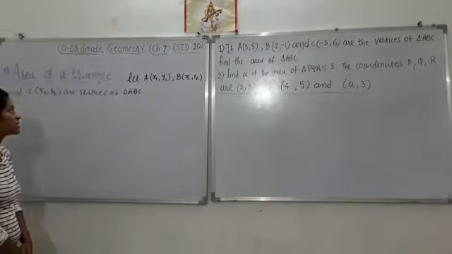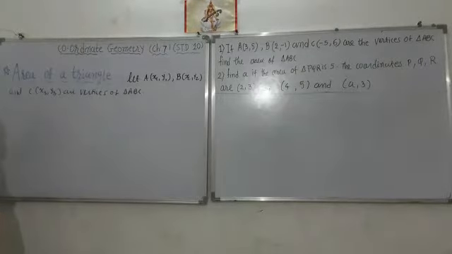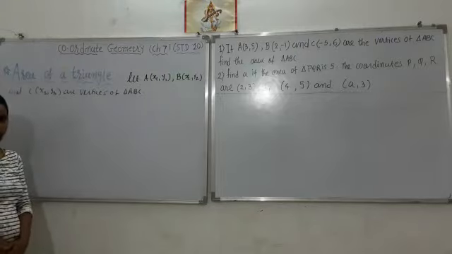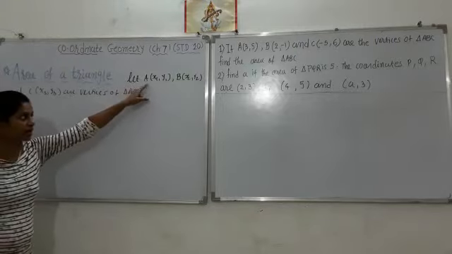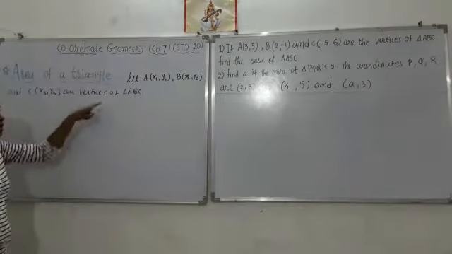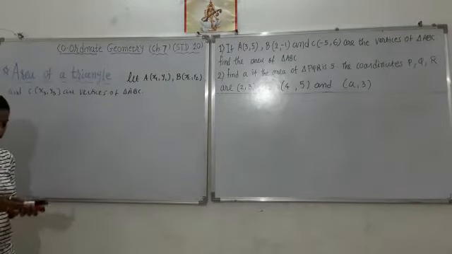Today our topic is area of triangle. We know area of triangle is half base into height. But whenever the three vertices of a triangle are given, you should find the area by this formula.